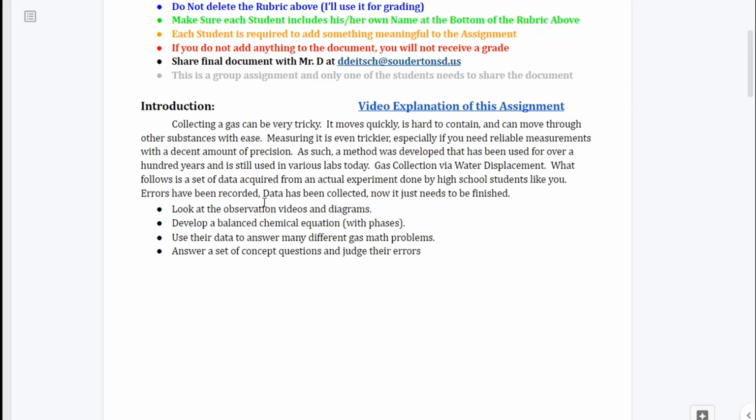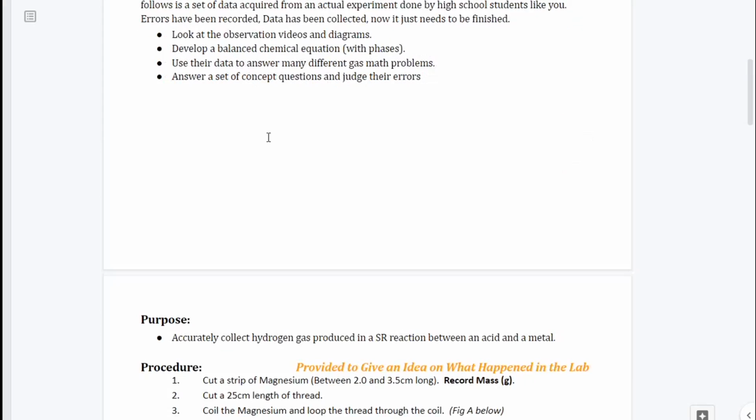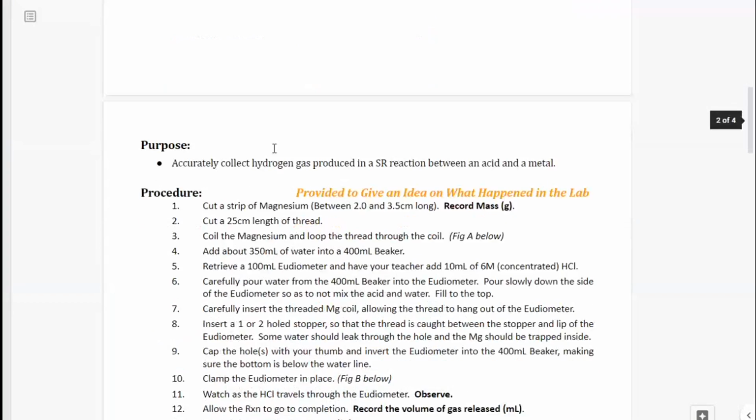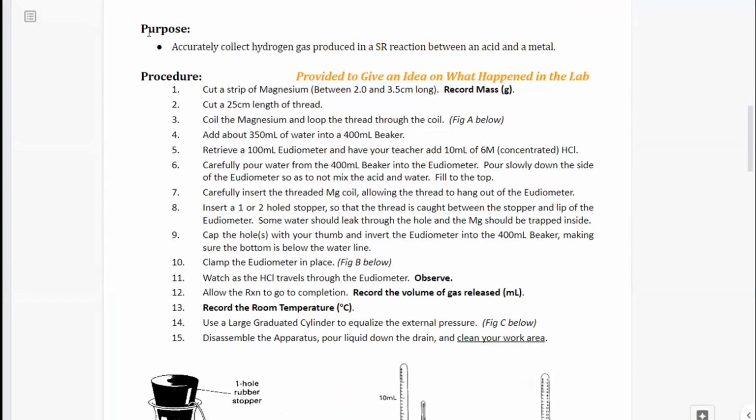You are going to be given a set of data that comes from an actual experiment that was done in my class about 3 years ago. You are basically then going to finish the lab. This is where the picture is going to go. It'll be there by the time you get it.